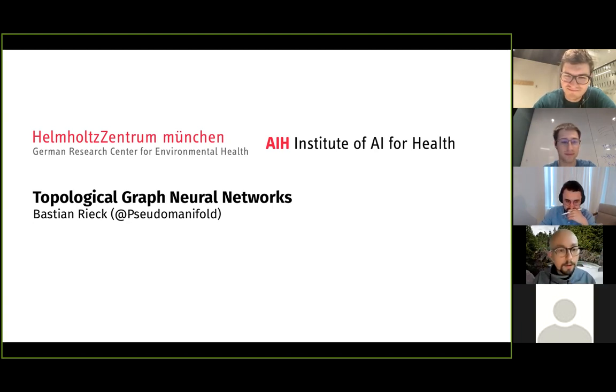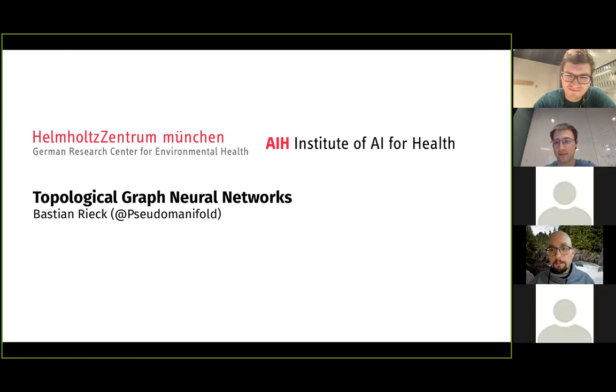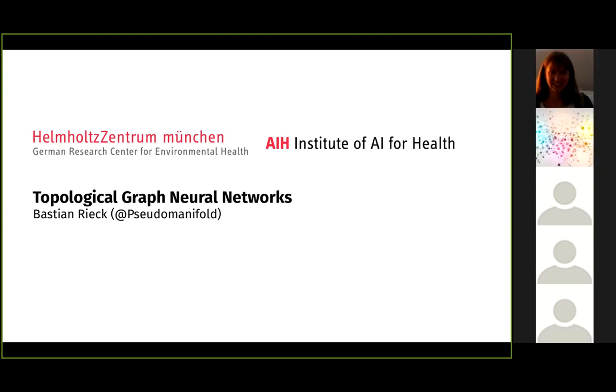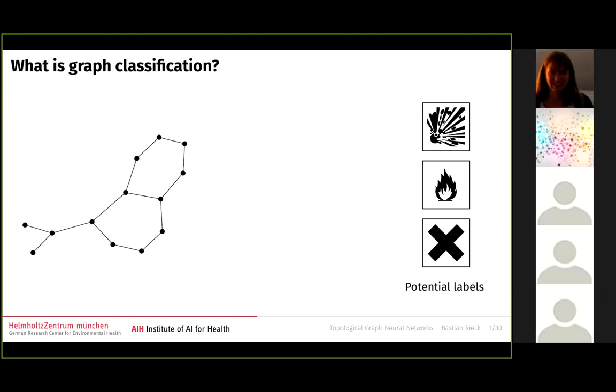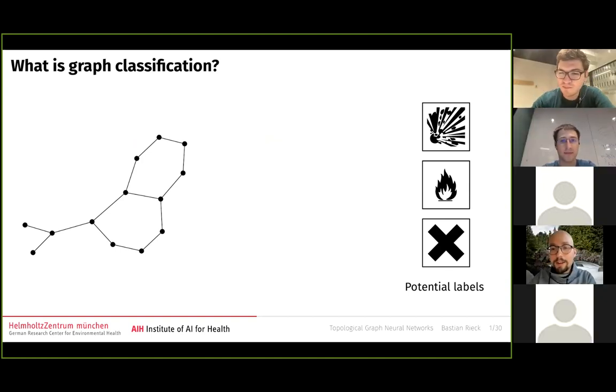Right, so I'll be talking about topological graph neural networks. This is one specific project that we've been working on for a while now. I don't have to tell you here in this reading group what graph classification is, but I just want to set the scene a little bit. The goal of graph classification is, given a graph, to tell us something about a potential label set. For instance, the graph could be a molecule that is flammable or water soluble or whatnot. This is in stark contrast, of course, as you might know, to node classification, where the goal is to say something about individual nodes in the graph, but we're not dealing with this for now. So we're dealing with this on the graph level.